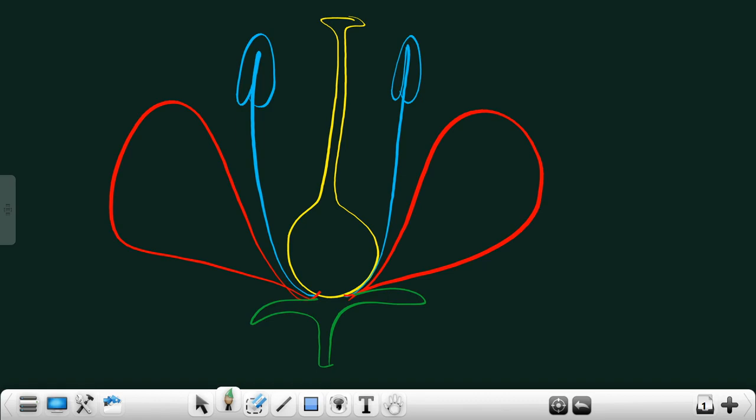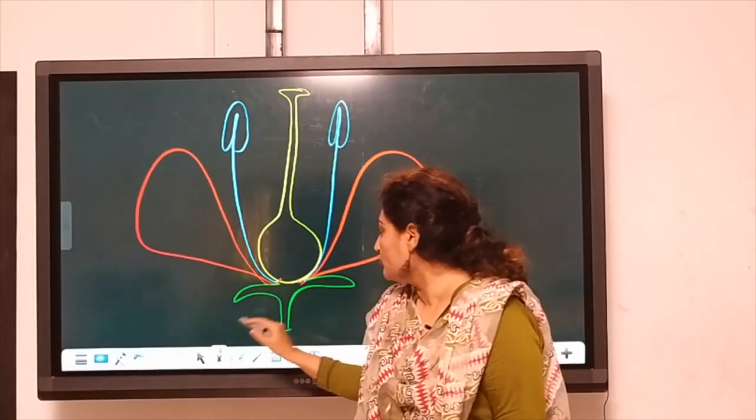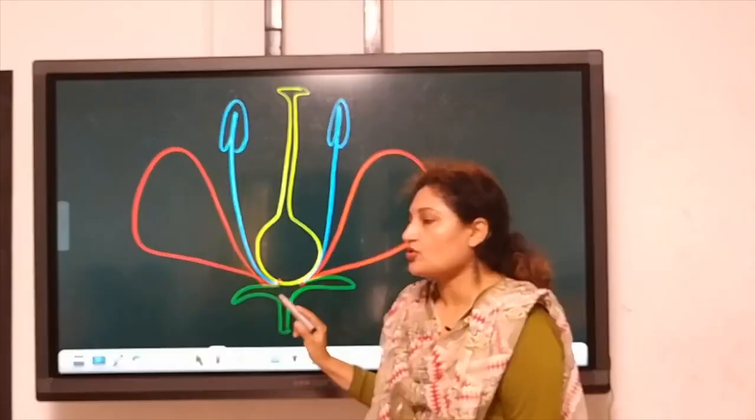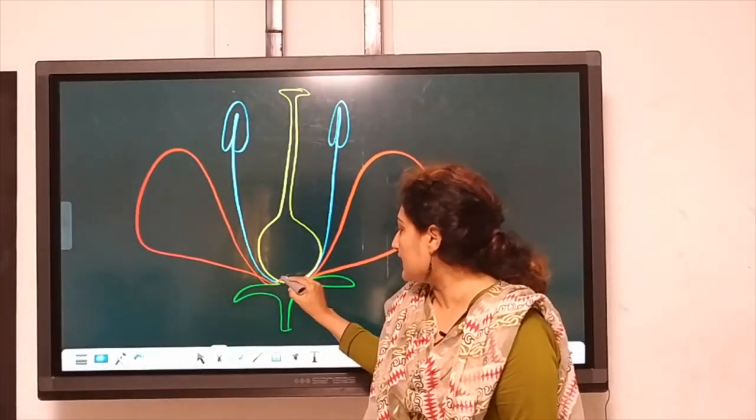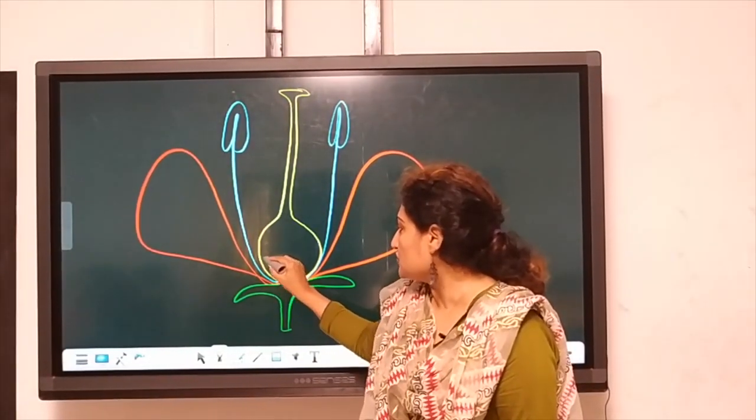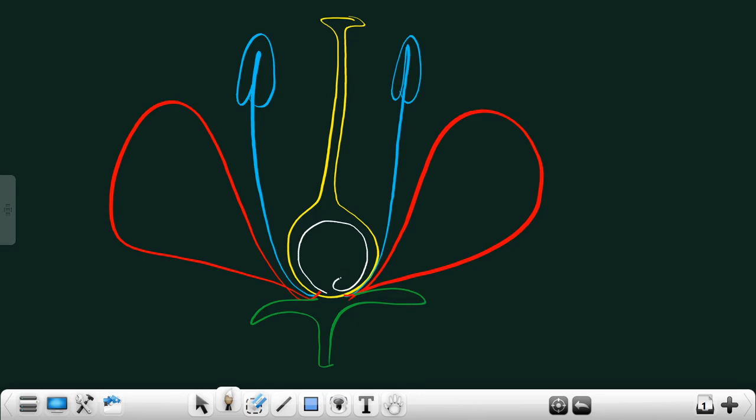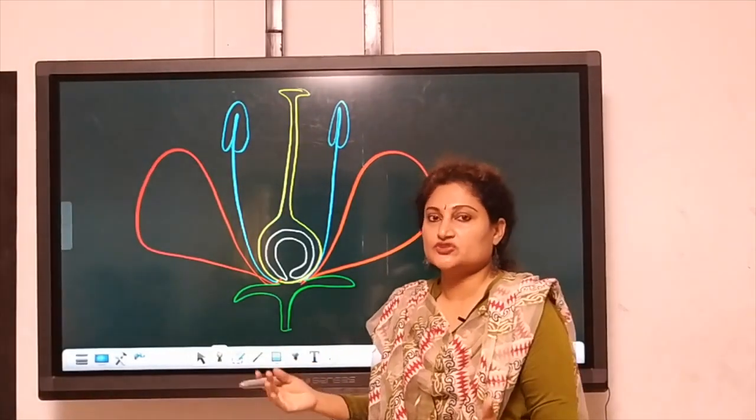Within the carpel, that is inside the ovary, the ovule is located, and we know the structure of the ovule. It is surrounded by integuments, 1 or 2 integuments, horseshoe shaped structure. So this represents the ovule, the white structure. Now what happens after post-fertilization?